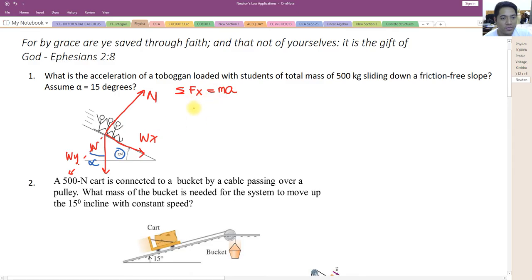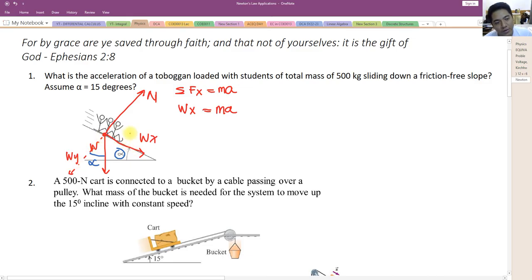If we sum all the forces along x, we'll have wx, the weight component in terms of x, and there are no other forces acting along x because it is frictionless. So we have ma. And how do you get wx? Of course, from this figure, which is our free body diagram, we have wx here and wy here.